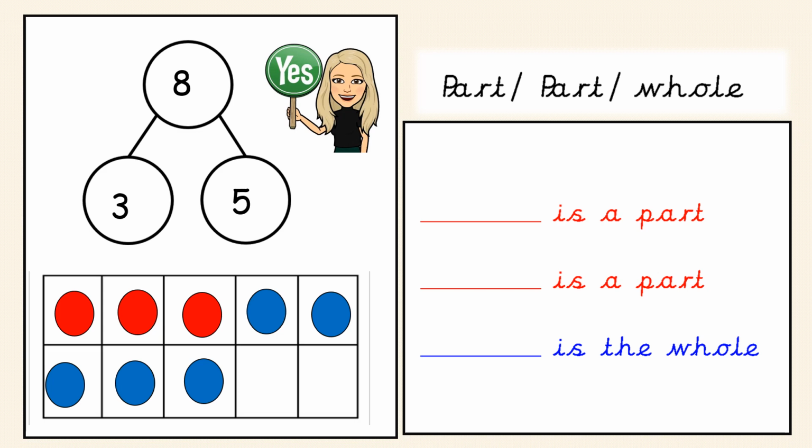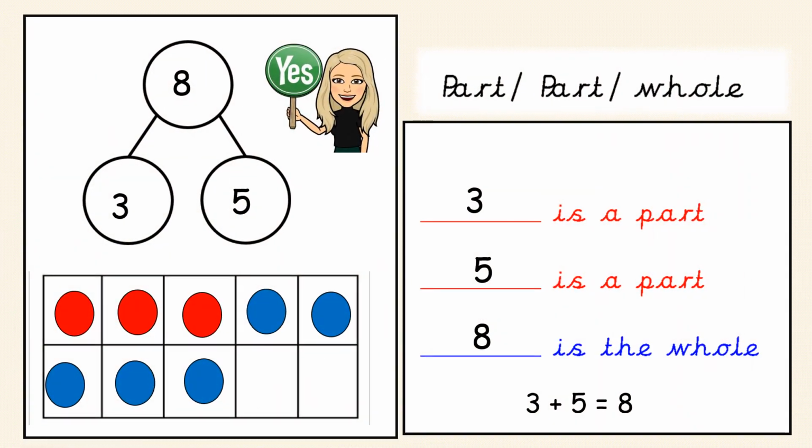What do you see here? Pause and write the number sentence. I can see 3 red, so 3 is a part. And I can see that there are 5 blue. I see 2 at the top and 3 down the bottom here. So 3 red, that's a part, 5 is a part, and we know the whole is 8. So 3 and 5 is equal to 8. That's our number sentence.